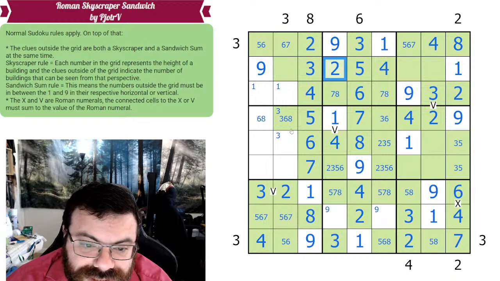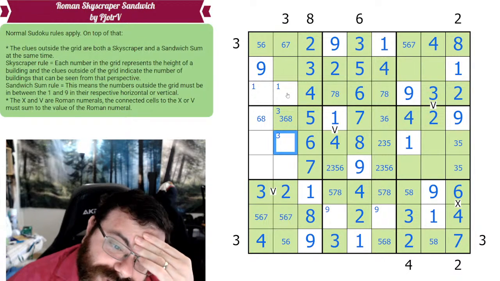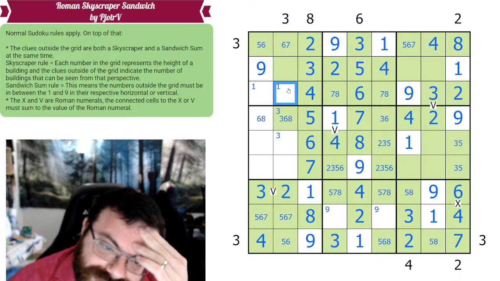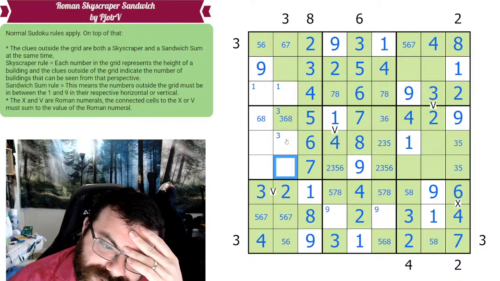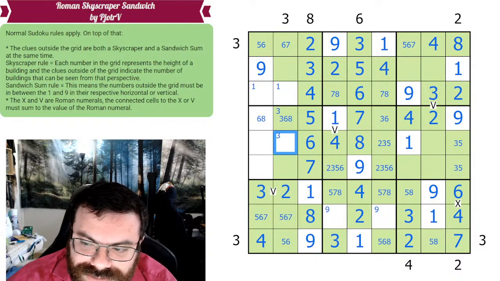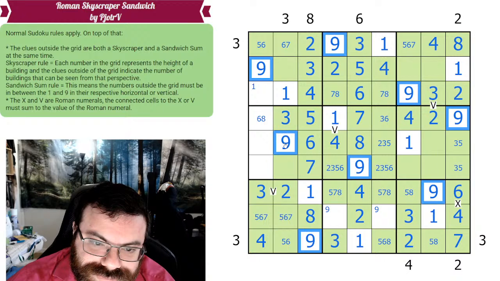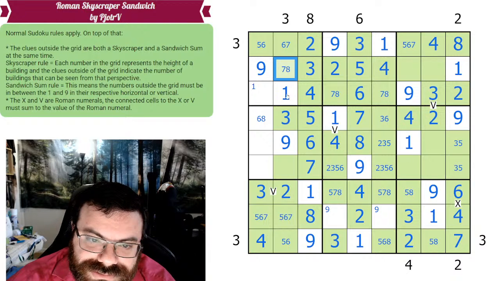So I have a 139 somewhere or a 931. Can it be 931? No, it can't, because the 9 would have to go here. In fact, if this were a 1 or a 9, that wouldn't work anymore. So this is 931 to make the sandwich. I think this has to increase now. This is a 7 or 8.